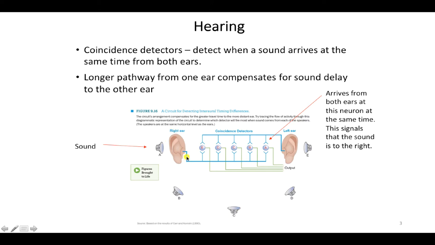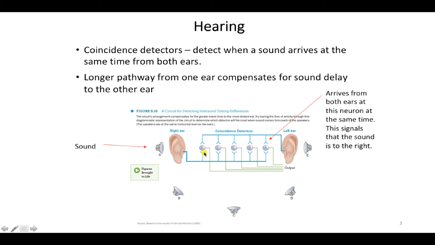The right ear has a short distance path to neuron E, and so this signal is going to get here pretty quick. In contrast, the left ear has a pretty long distance to go to neuron E, and therefore, it's going to take longer to get here.